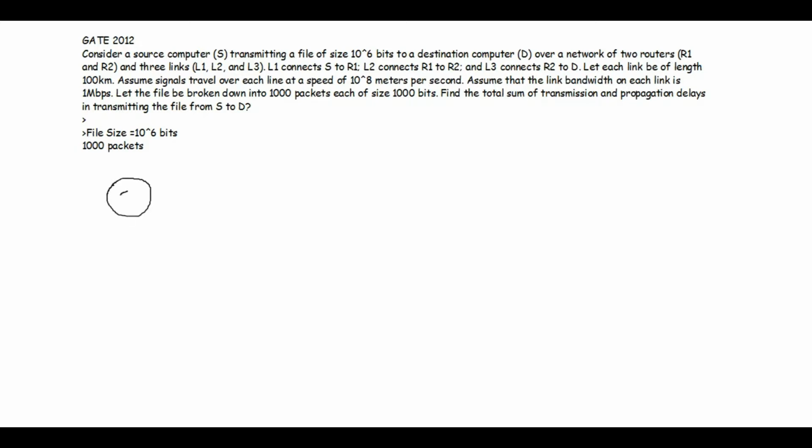So suppose this is a source which is connected to router 1, and then router 1 is connected to router 2, and then router 2 is connected to the destination. So sender S is connected to router 1 through link 1, router 1 is connected to router 2 through link 2, and router 2 is connected to the destination through link 3.